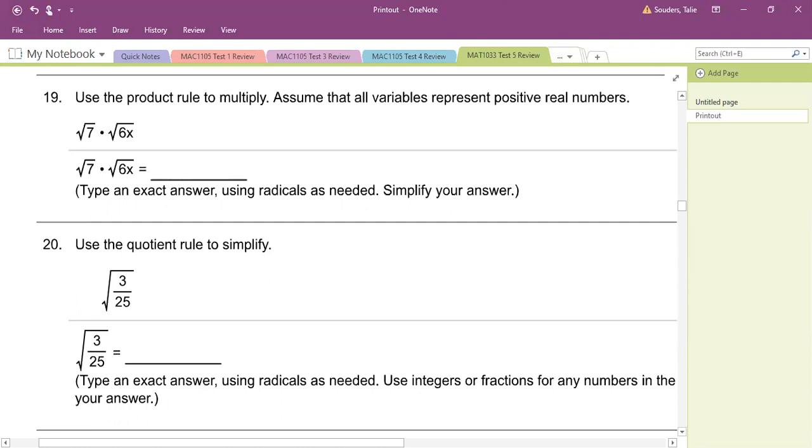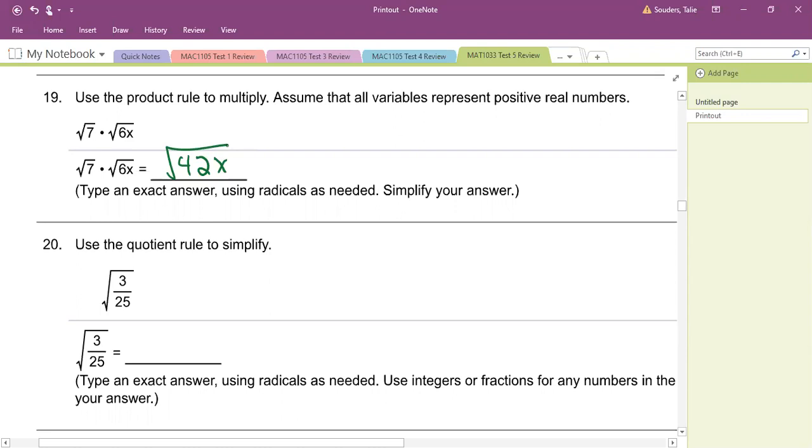Use the product rule to multiply. So we just need to multiply what's inside the radical. So what is the square root of 7 times the square root of 6x? There'd just be 42x. But don't forget the square root. Square root of 42x. Good.